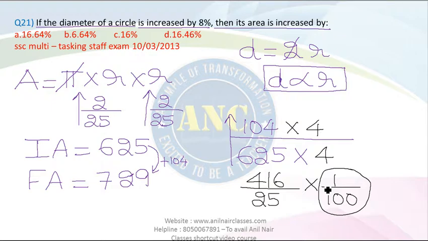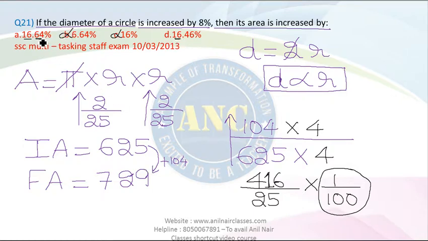Why? Because 25 into 16 is 400. So answer option B is ruled out. But I have 416, that means it should be greater than 400, or it should be greater than 16%. The third option, exactly equal to 16, is ruled out. Now 16 point something should be the answer.